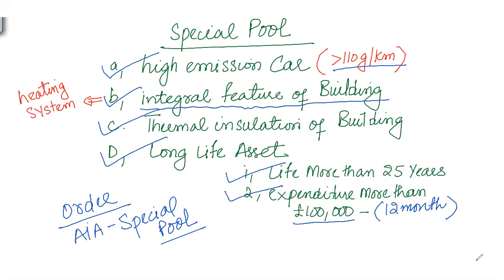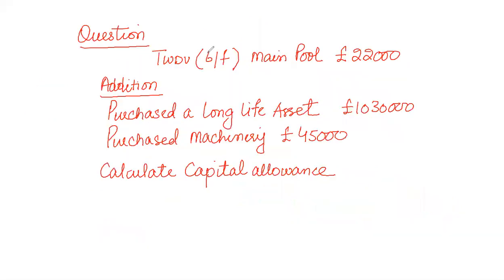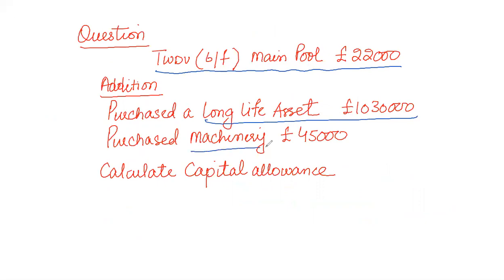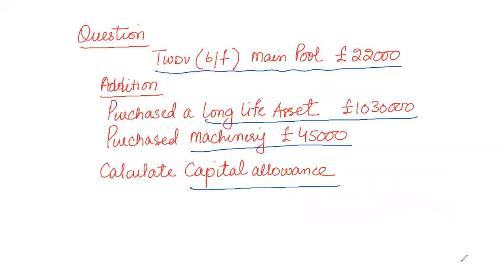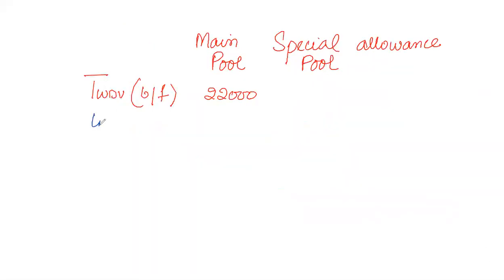So for example, we have TWDV brought forward of the main pool of 22,000. Then a long life asset is purchased at a cost of 1,030,000. Then another machinery purchase at a cost of 45,000. Calculate capital allowances. So we have a main pool item, a special pool item and an allowance. We have TWDV brought forward 22,000 and a long life asset purchased, 1,030,000.